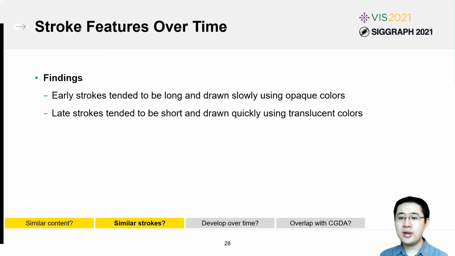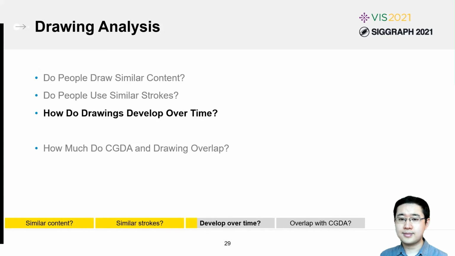To sum up, we found that in both tracing and freehand drawing, early strokes tended to be long and drawn slowly using opaque colors. Late strokes tended to be short and drawn quickly using translucent colors. Changes in stroke features over time indicate that people might employ multiple types of strokes over time. Therefore, it is important to understand if tracing and freehand drawing evolve similarly.